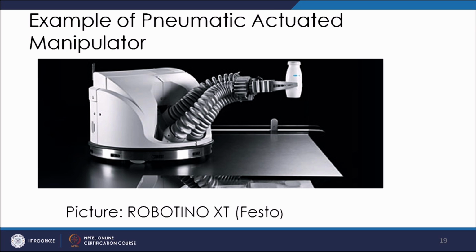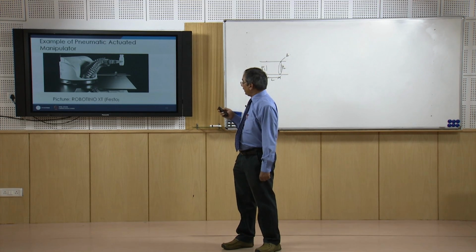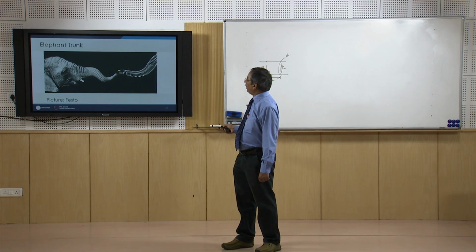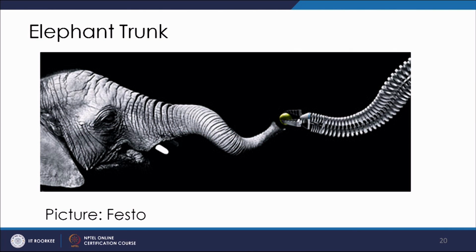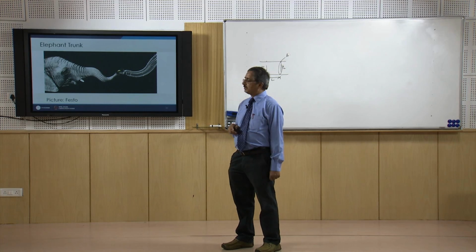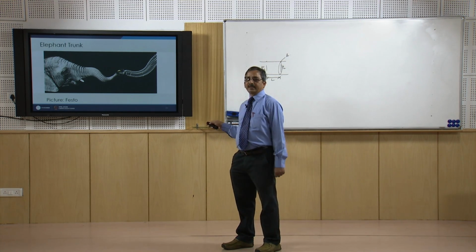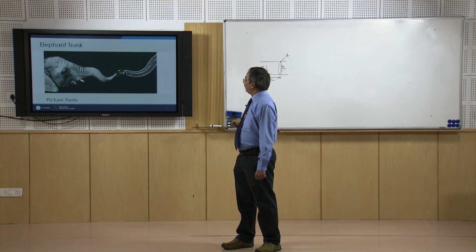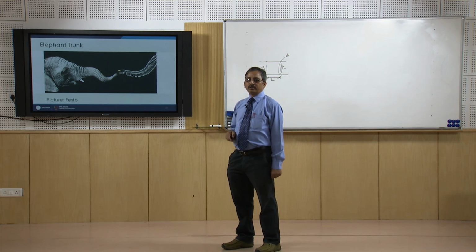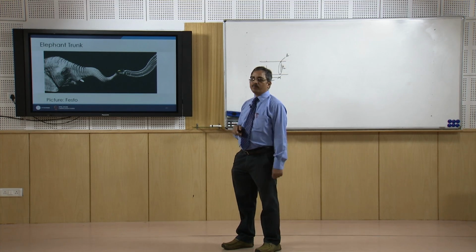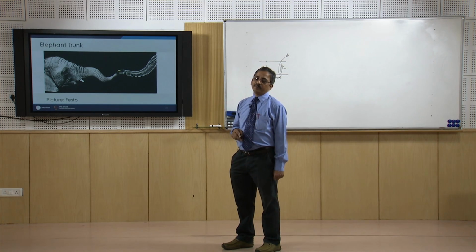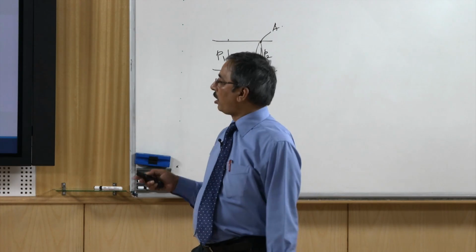Not only this, we can think of modeling of the elephant trunk, or elephant trunk like structure, say like this, again which is pneumatically actuated. So, I am not describing this in detail, it is just a thought for you to think about how can we model this type of system using these basic building blocks.